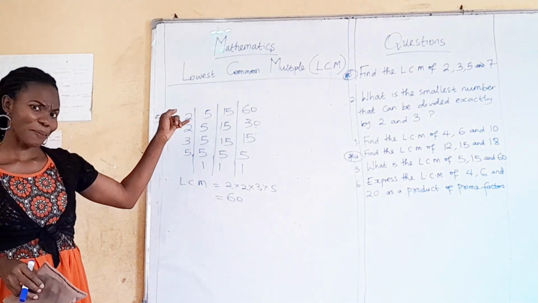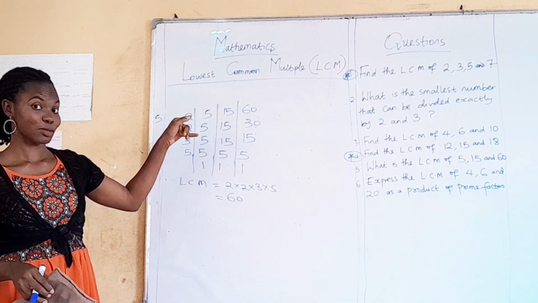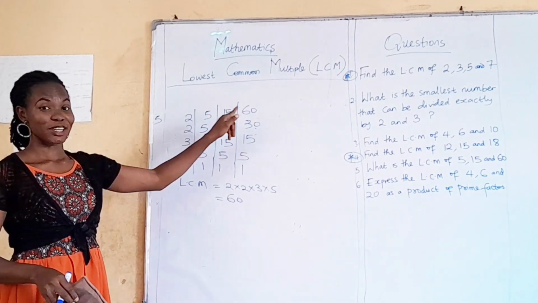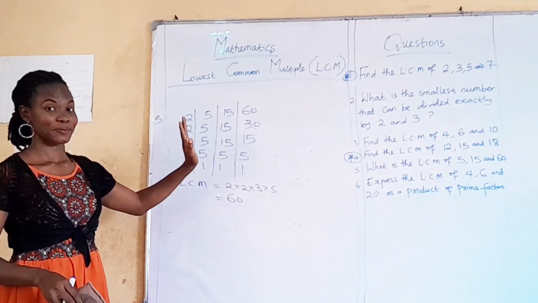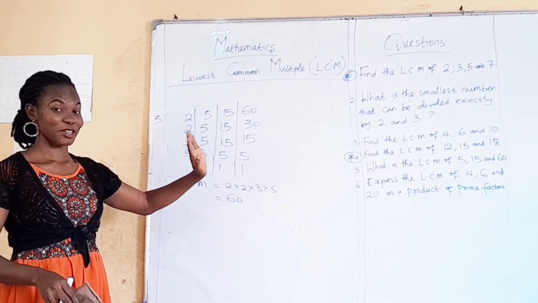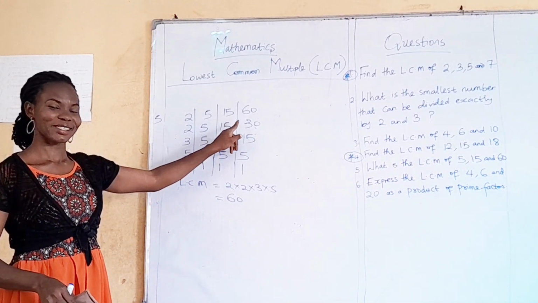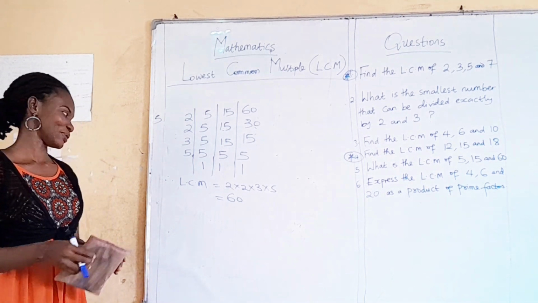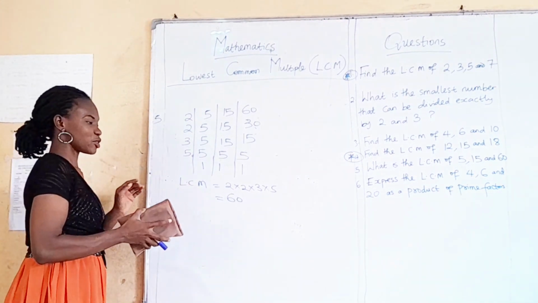Meanwhile, we can apply that short method here. If you look at it, this question satisfies that condition. 5 can divide 60 perfectly. 15 can divide 60 perfectly. Therefore, 60 is the lowest common multiple, right? Okay, let's go to number 6.